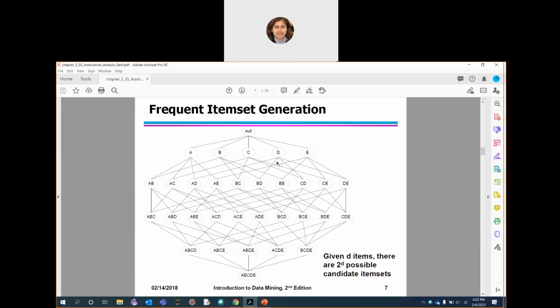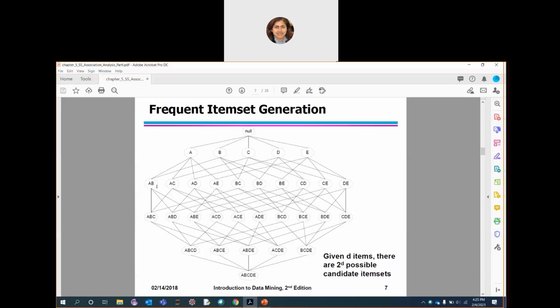Now next, C will generate what? C will not generate CB because BC is already there. So CD, then CE, and then last DE will form DE. So if something is already formed, irrespective of their ordering, we just have to discard that.